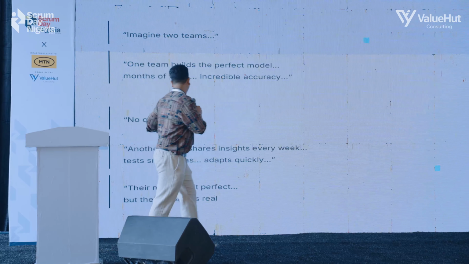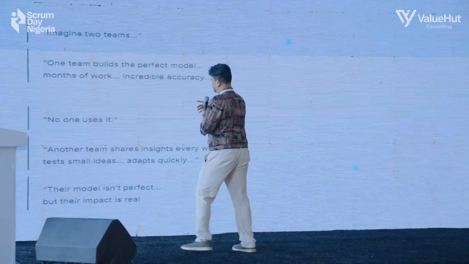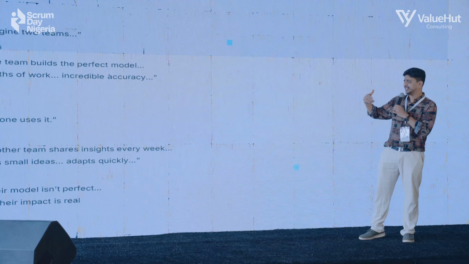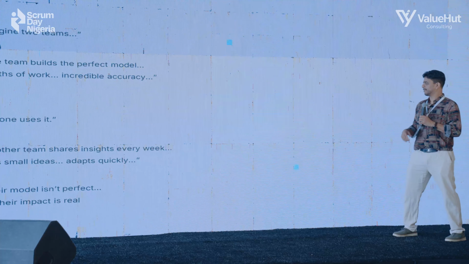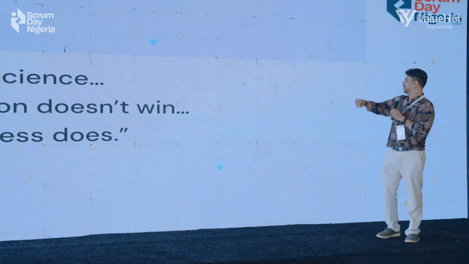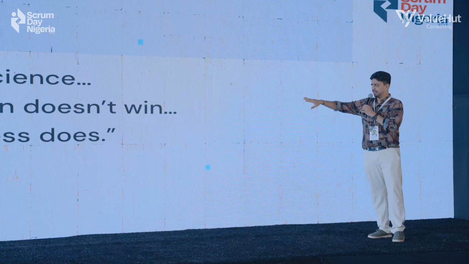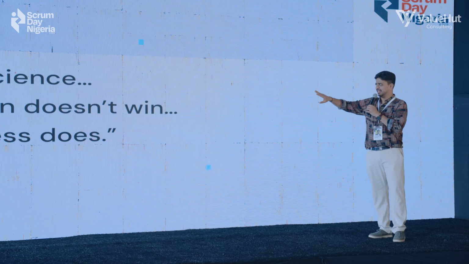So I would always recommend teams to share insights, test small ideas, and adapt quickly to ensure that the model is in the continuous improvement stage, where your model doesn't have to be perfect, but you're providing some impact to your stakeholders. So in data science, perfection doesn't win, progress does. As long as you're able to successfully evaluate progress, you are able to ensure that your data science models are built right. So just a quick recap here.